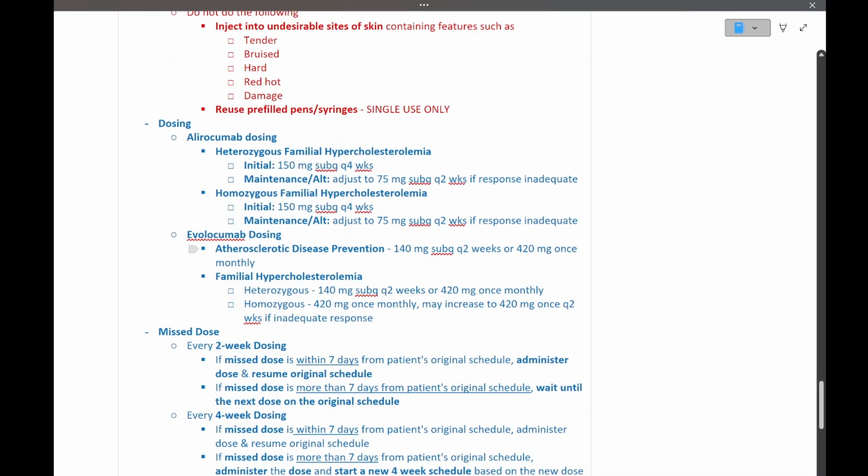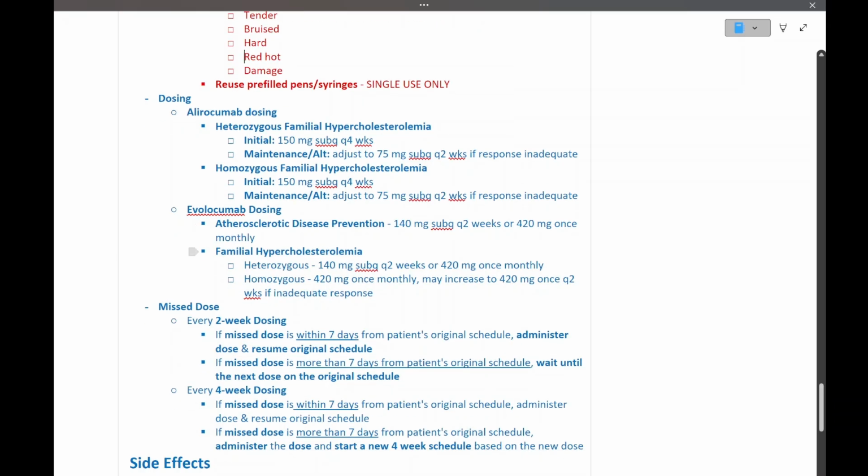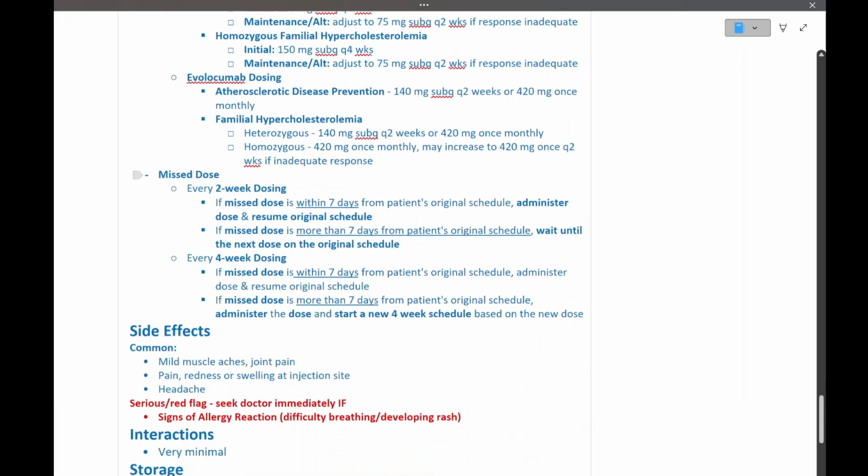In evolocumab dosing, it's a bit of the same thing. It's 140 milligrams every 2 weeks, or 420 milligrams once monthly. And then for familial hypercholesterolemia, for heterozygous hypercholesterolemia, it's 140 milligrams subcutaneously every 2 weeks, or 420 milligrams once monthly. And then for homozygous, it's 420 milligrams once monthly, which may increase to 420 milligrams once every 2 weeks if the response is inadequate.